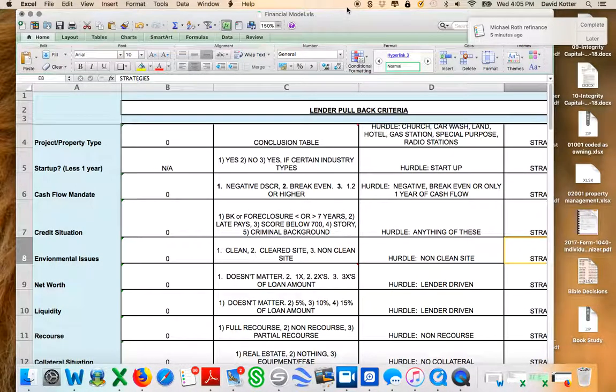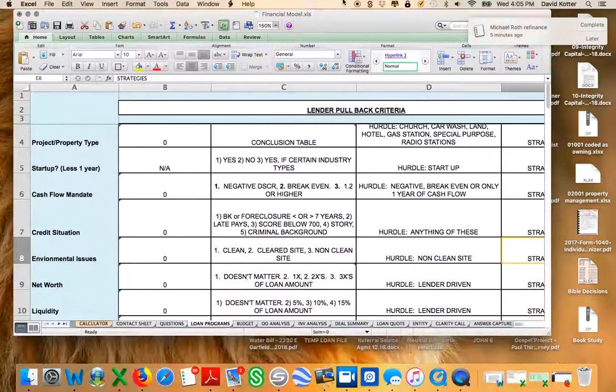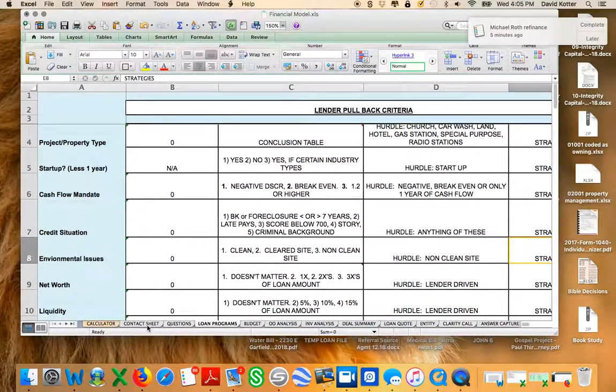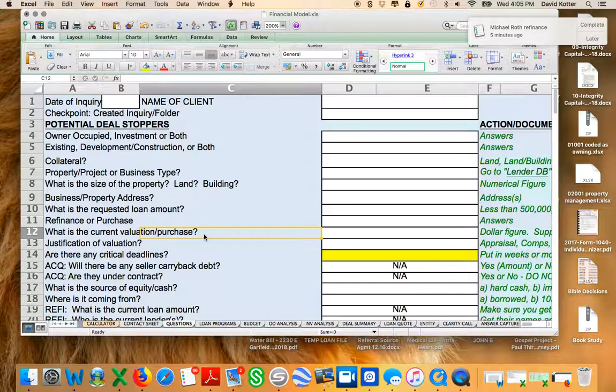What'll happen is when you open the financial model, you're going to click on the questions tab. And over here in the date of inquiry, because we want to be able to log dates and such, you're going to put the date that you're logging it in, which is when it happened. So if you spoke to somebody and you didn't log in, it was a couple days ago, you want to make sure you capture that initial date.